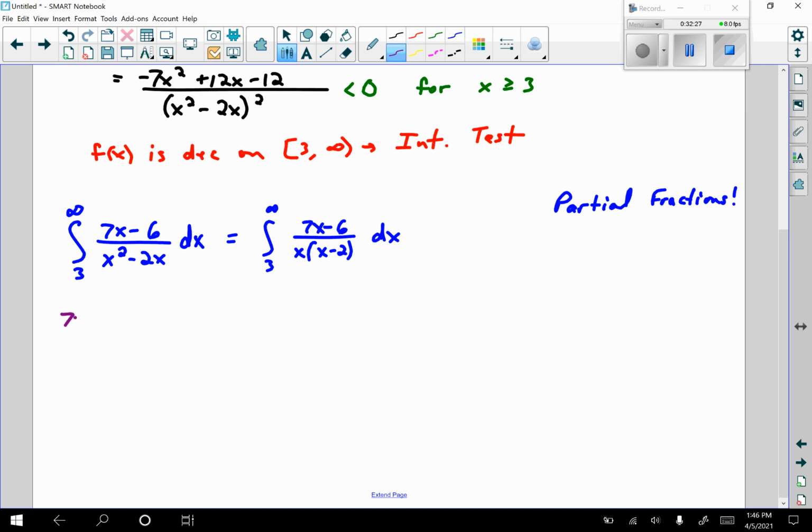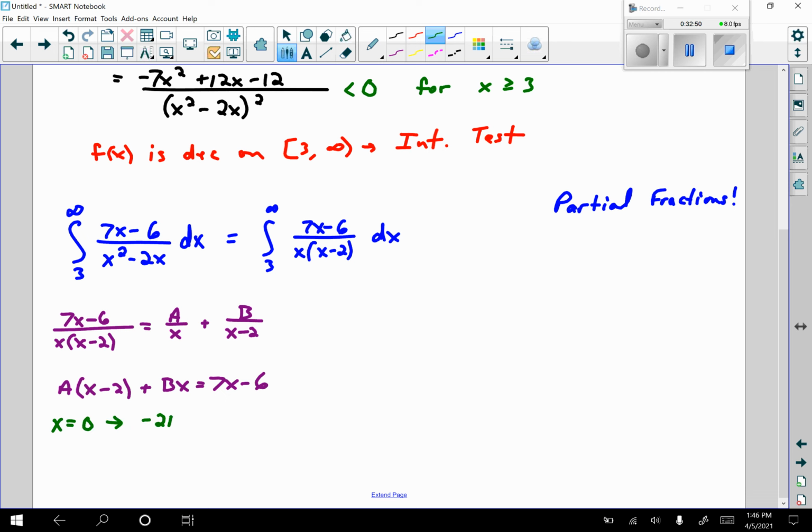So we are going to set 7x minus 6 over x times x minus 2 equal to a over x plus b over x minus 2, and we'll solve this for a and b. So we could say a times x minus 2, plus bx, is going to equal 7x minus 6. When x is 0, we're going to get a negative 2a equal to a negative 6, so a is 3. And let's let x equal 2. A is going to go away, so we will get a 2b. This will give us 14 minus 6 is 8, so b is equal to 4.